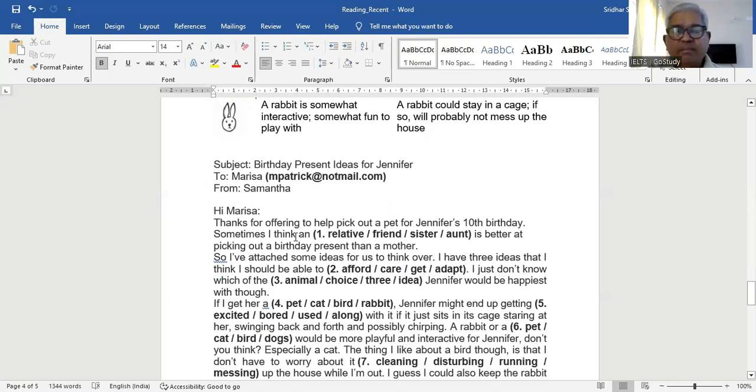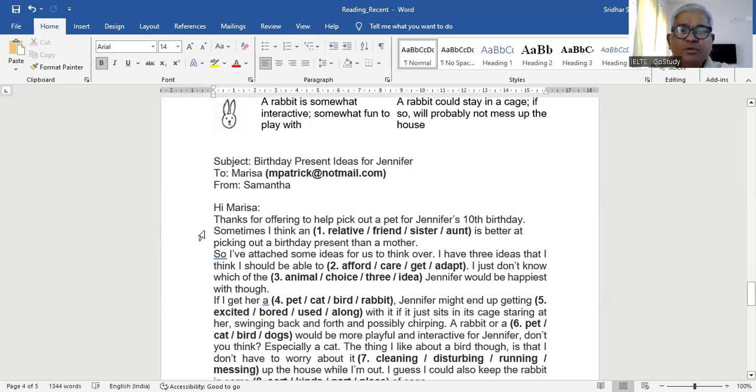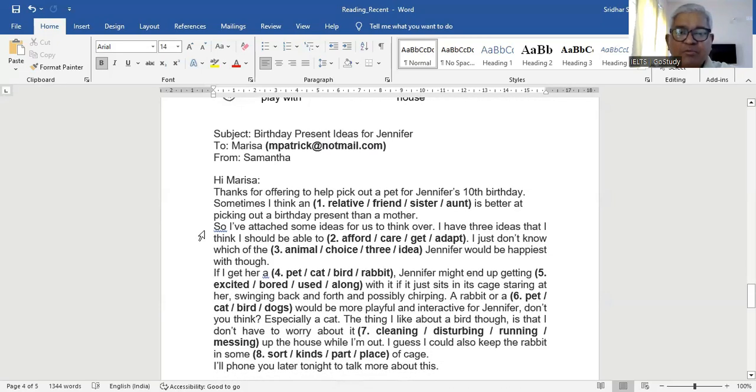So there is also an email ID for your reference. In case there's some question related to the email ID, then you would have to give that email ID, which is mpatrick@notmail.com. Weird. Anyway, hi Marisa, thanks for offering to help pick out a pet for Jennifer's 10th birthday.